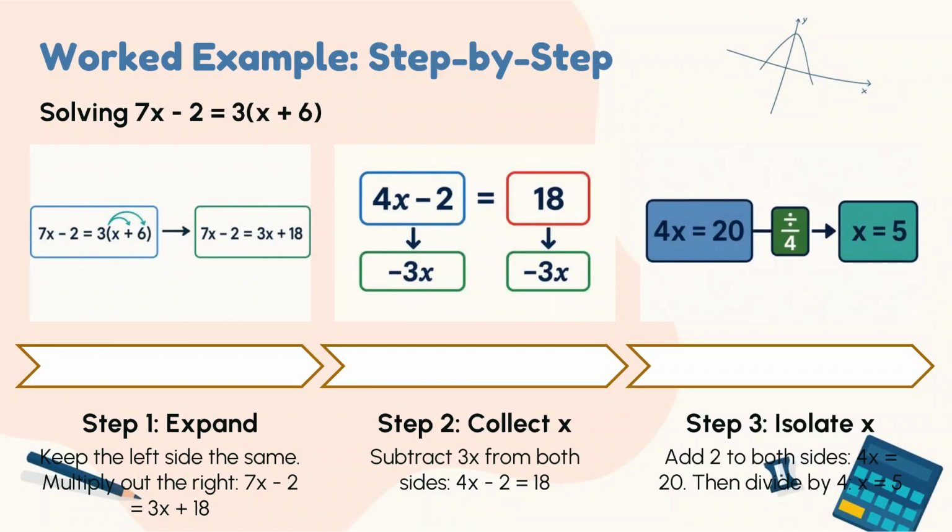Step 2 is to collect the x terms. Subtract 3x from both sides. That gives 4x - 2 = 18. Step 3 is to isolate x. Add 2 to both sides. 4x = 20. Then divide by 4. So x = 5.